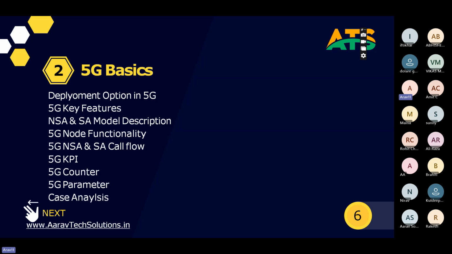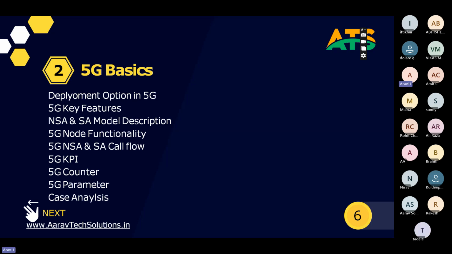will discuss 5G key features. What are the features used in 5G that enhance your throughput? We will discuss that. We will discuss in detail the 5G node functionality, you can say the architecture. In the architecture, there are different nodes and different interfaces which interwork with each other. What are the functions of those? We will explain that. Apart from this, we will also discuss the NSA and SA call flow, 5G KPI.